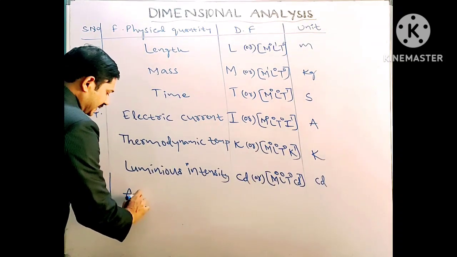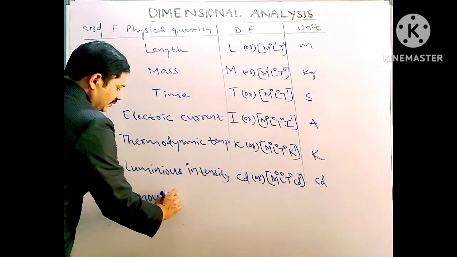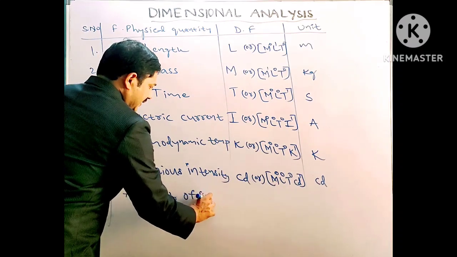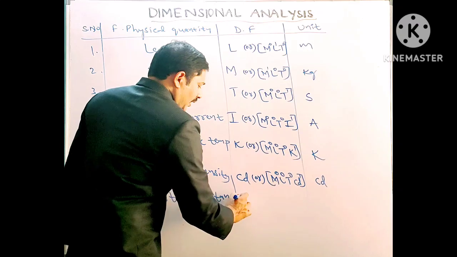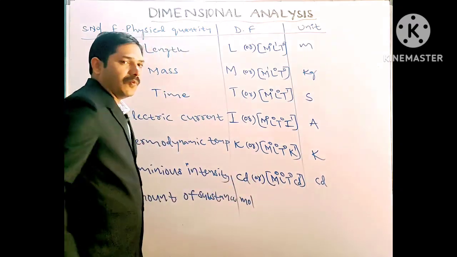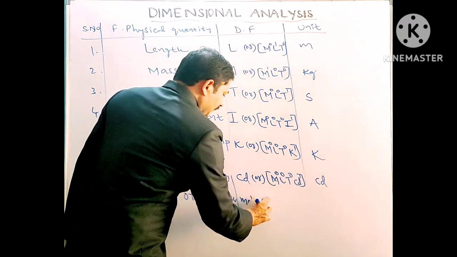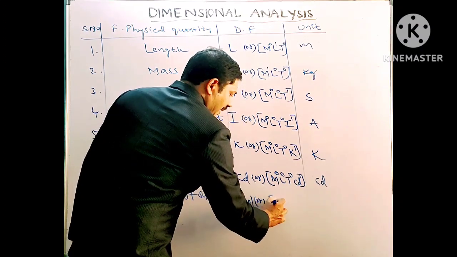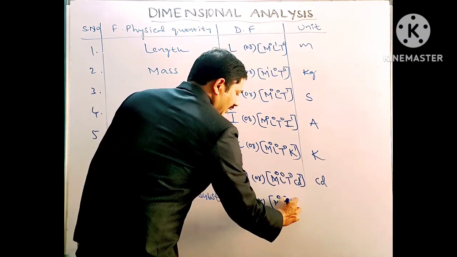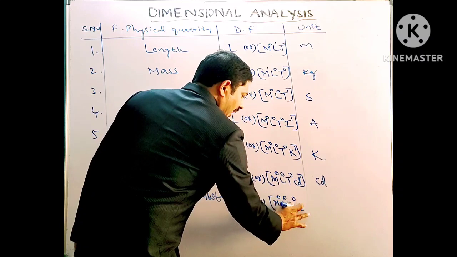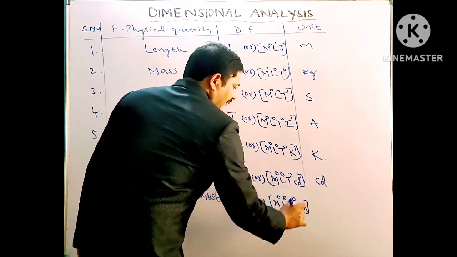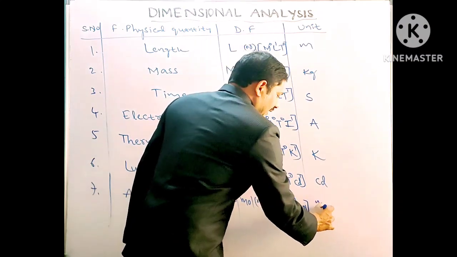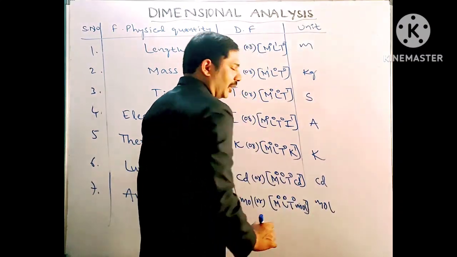Last one, amount of substance. Dimension formula is what? Mole. Or we can write M0, L0, T0 and mol. Mole power 1 we can take. Unit is what? mol, mole.